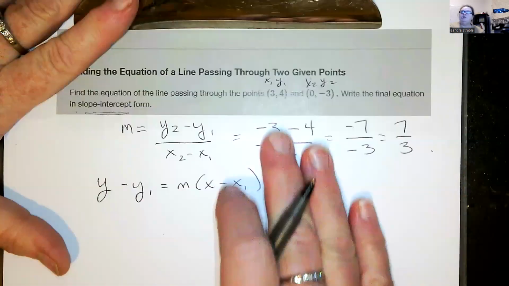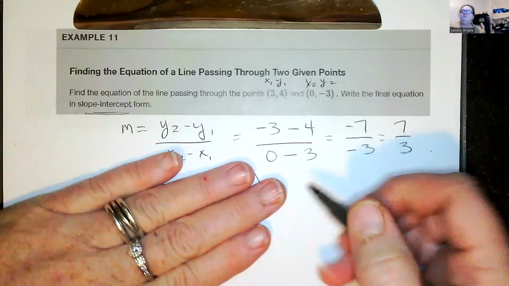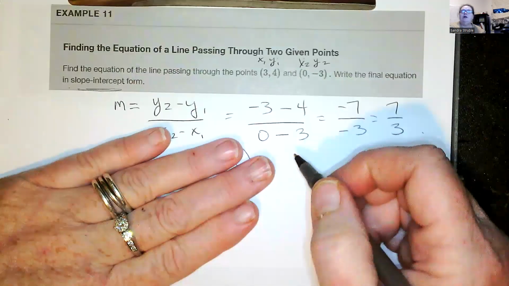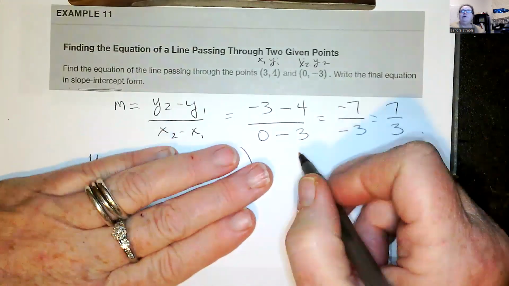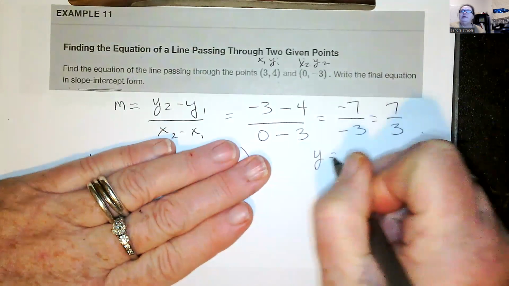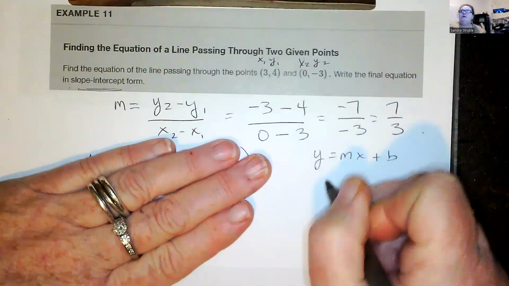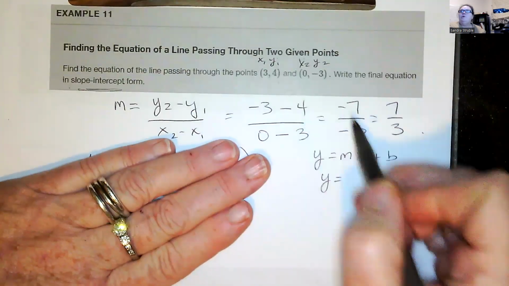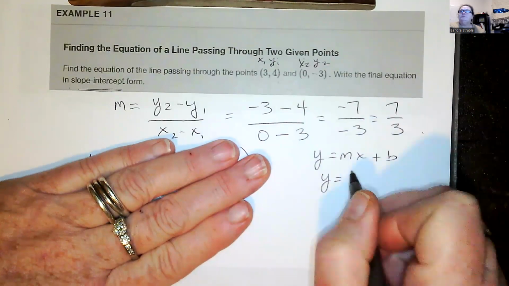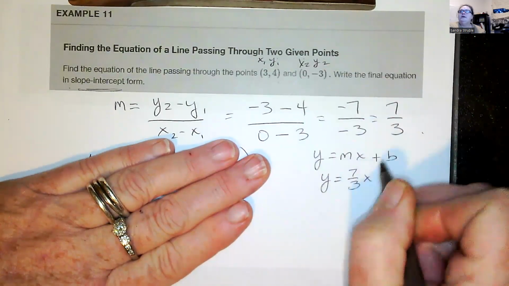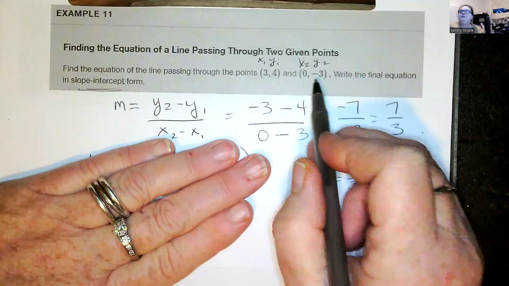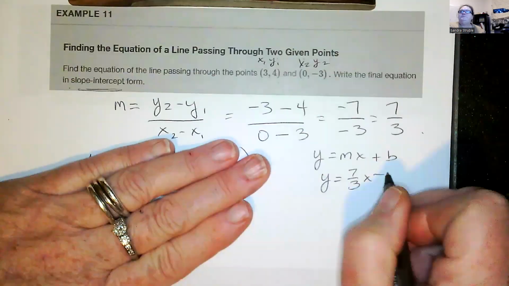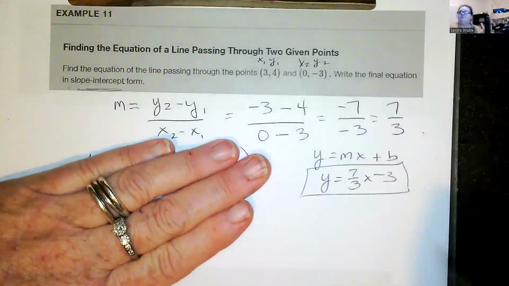So I'm going to show you the y-intercept version first, but please don't accept that as something that always happens, because it's a very rare event. We want it into y equals mx plus b, where y is equal to, well, we just found m is 7/3 x, and then b is negative 3. So that is going to be our answer.